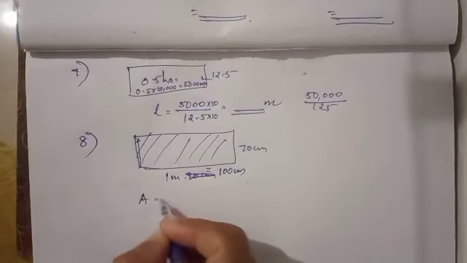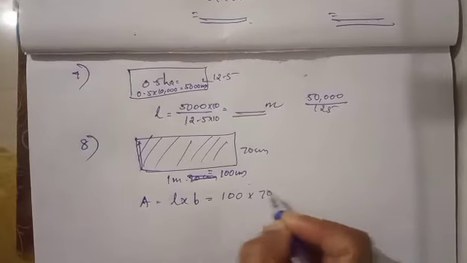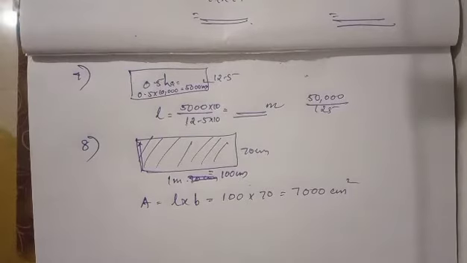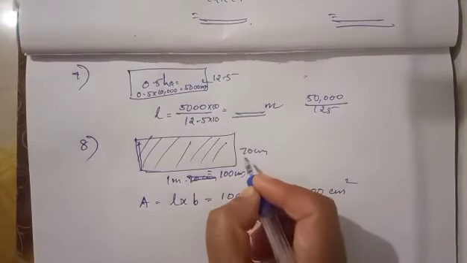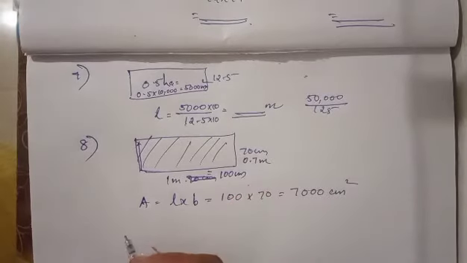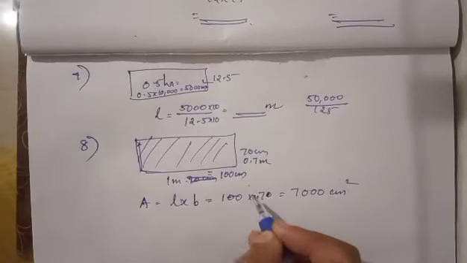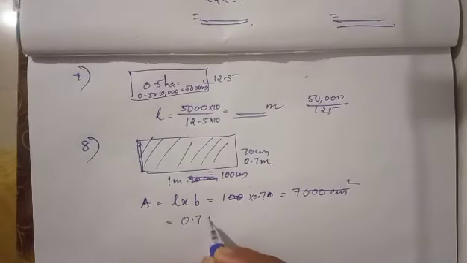Then area of the rectangle is equal to length into breadth. Length is 100 into 70. Total is 7,000 centimeter square. Cost is rupees 80 per square meter, so meter you have to write. This 1 meter, this 70 centimeter you have to convert in meter, means 0.7 meter. Then 1 into 0.7, that means 0.7 meter square.